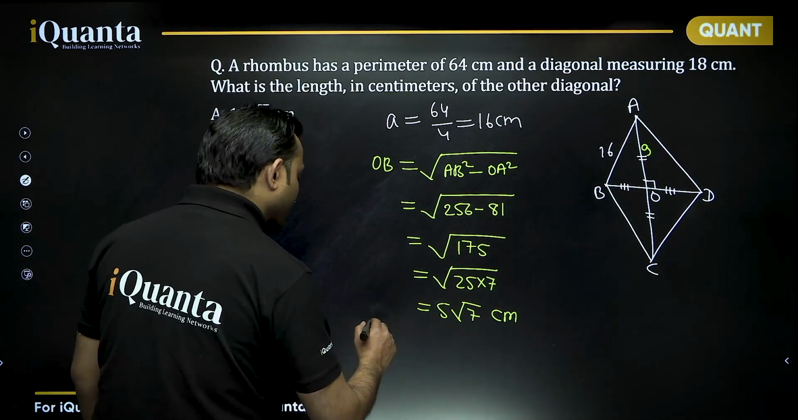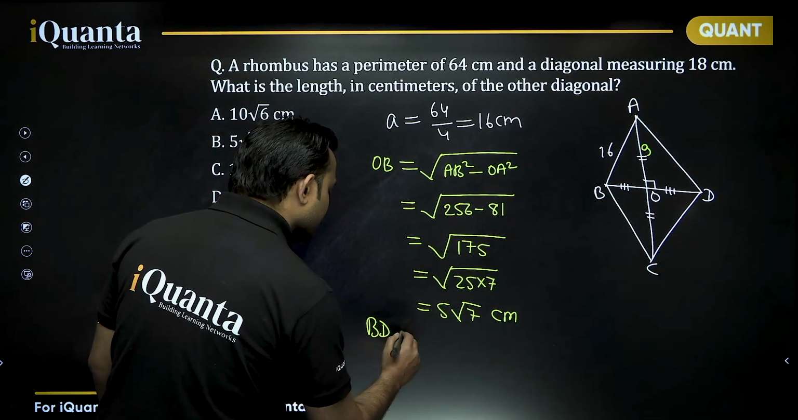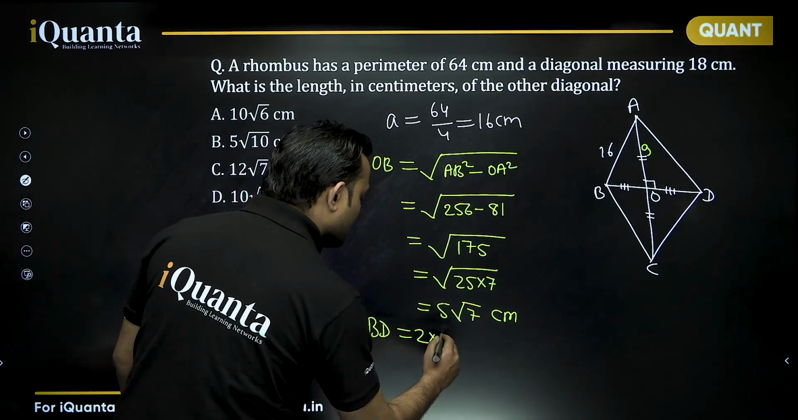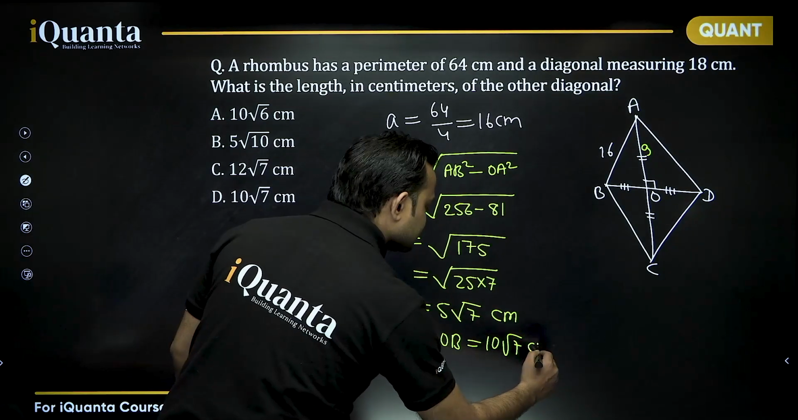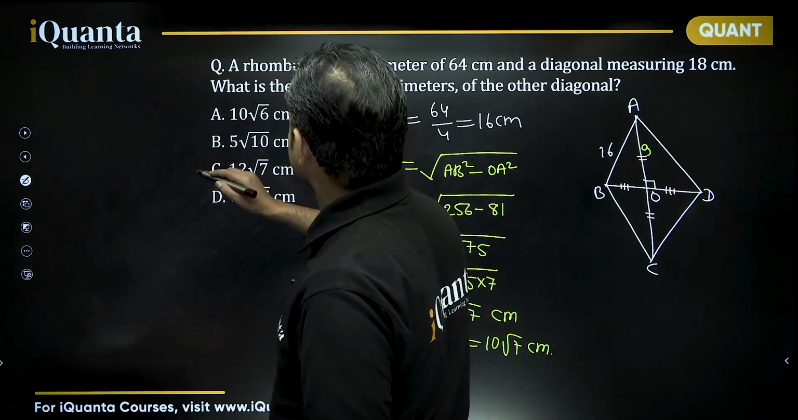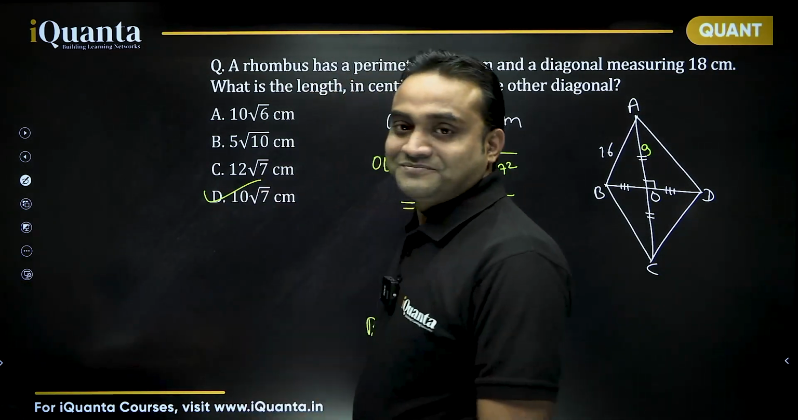Now if I need to find the other diagonal, which is BD, BD will be twice of OB, which will give us 10 root 7 centimeters. So our answer is option D. All right.